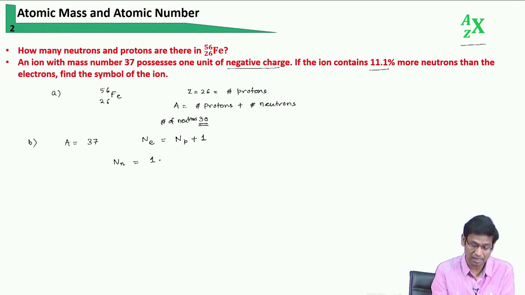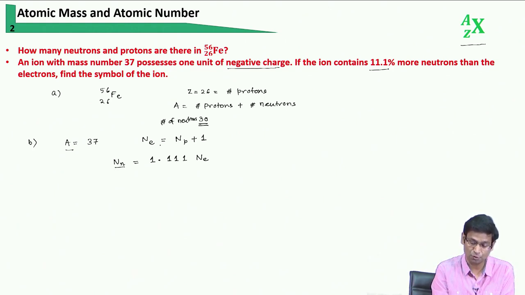To write that, I can write simply, if I have one electron, then the number of neutrons is 1.111, because this is 11.1% greater than the number of electrons. So, this value is the number of neutrons. Now, the atomic mass is given as 37. How do I get this atomic mass?